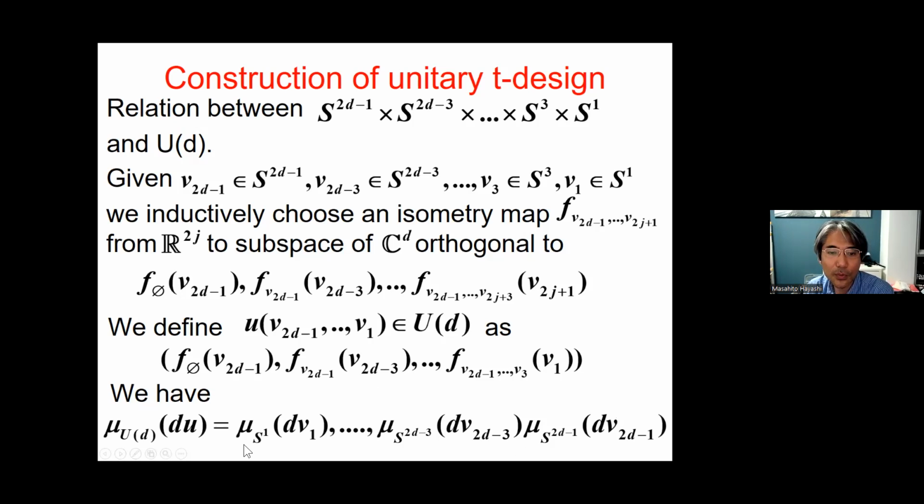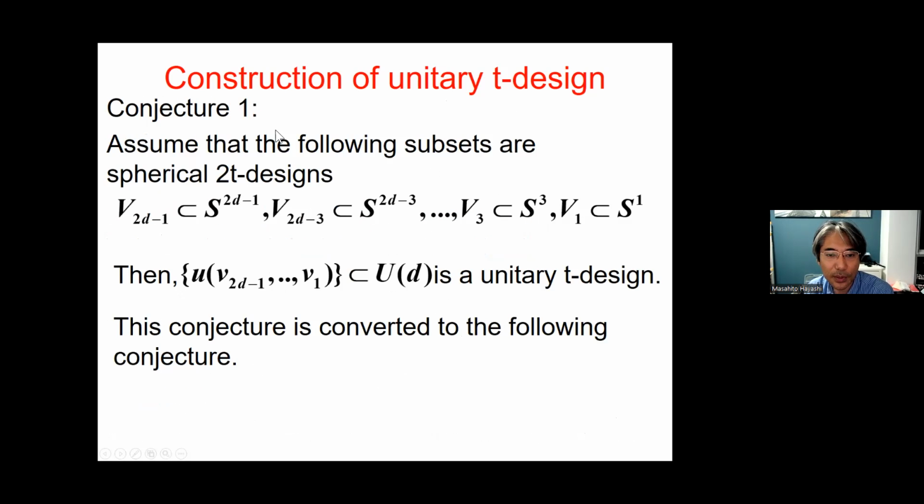So the first one is Conjecture 1. Assume that the following subsets are spherical 2D designs. We define them in this way. Then this subset of the set of unitaries is a unitary T design. So if this one is a 2D design, then this one is a unitary T design. This is one conjecture. This conjecture means that using a sequence of 2D designs, we can construct a unitary T design.